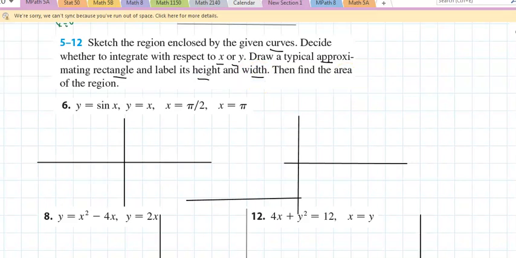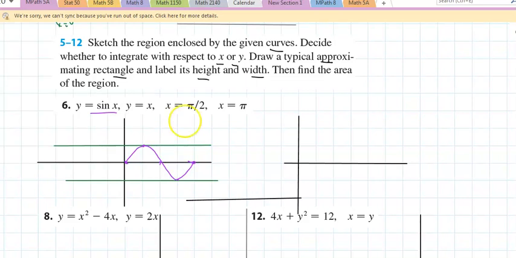Y equals sine of x. I know that's a graph that's bound between 1 and -1, right? So if this is 1, this is -1. The graph of a sine wave starts at the origin, runs up to the amplitude, back down, and back to the starting point. It looks something like this.